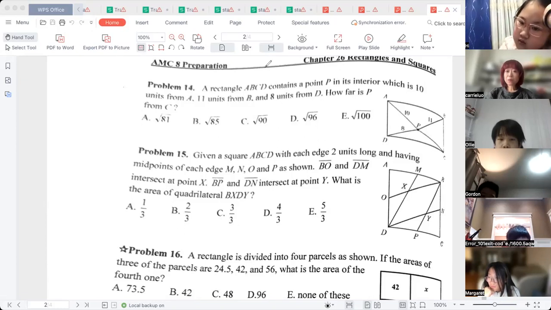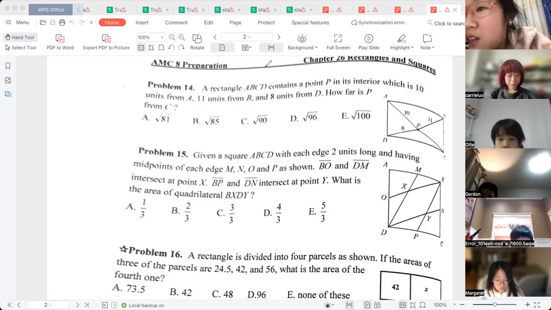Okay, so Luciana, number 14, your turn to read it. The rectangle ABCD contains a point P in its interior, which is 10 units from A, 11 units from B, and 8 units from D. How far is P from C?